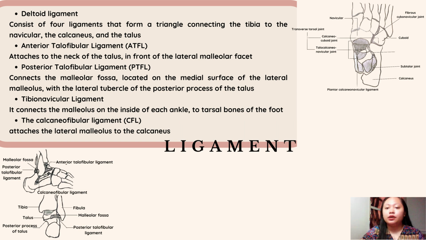Fourth, the tibionavicular ligament. This ligament connects the malleolus on the side of each ankle to the tarsal bones of the foot. And lastly, the calcaneofibular ligament, also known as CFL. CFL attaches the lateral malleolus to the calcaneus. So on the bottom part is the diagram of some of the ligaments that have been mentioned. These are the diagrams related to the ankle joint.